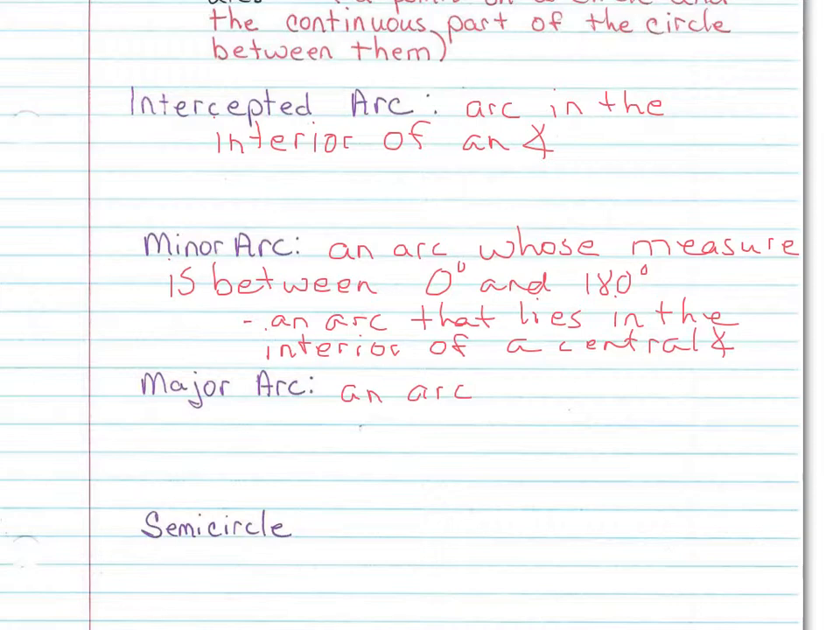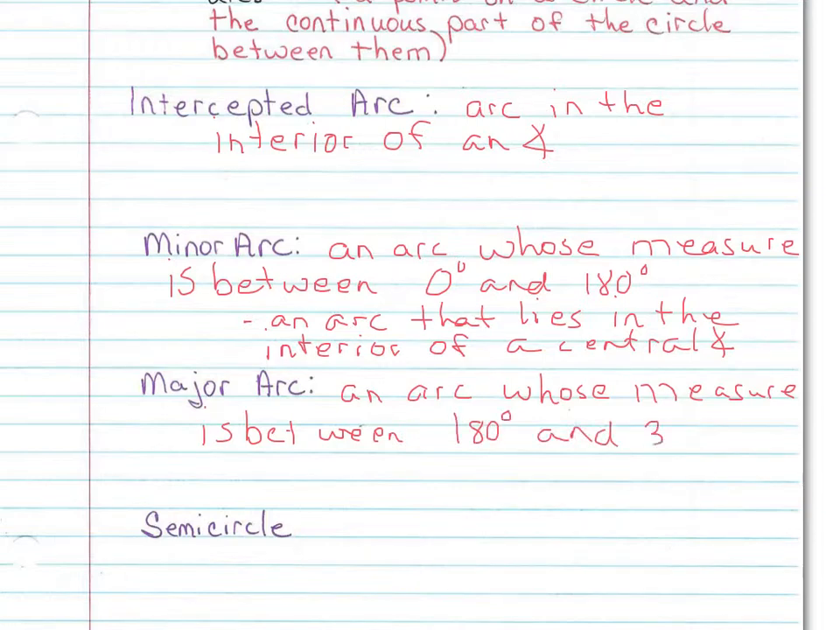A major arc is an arc whose measure is between 180 degrees and 360 degrees. A circle has a measure of 360 degrees, all the way around. It could also be said that it's an arc that lies in the exterior of a central angle. And if it's exactly 180, is it a minor arc or a major arc? It's a semicircle. We just say that.